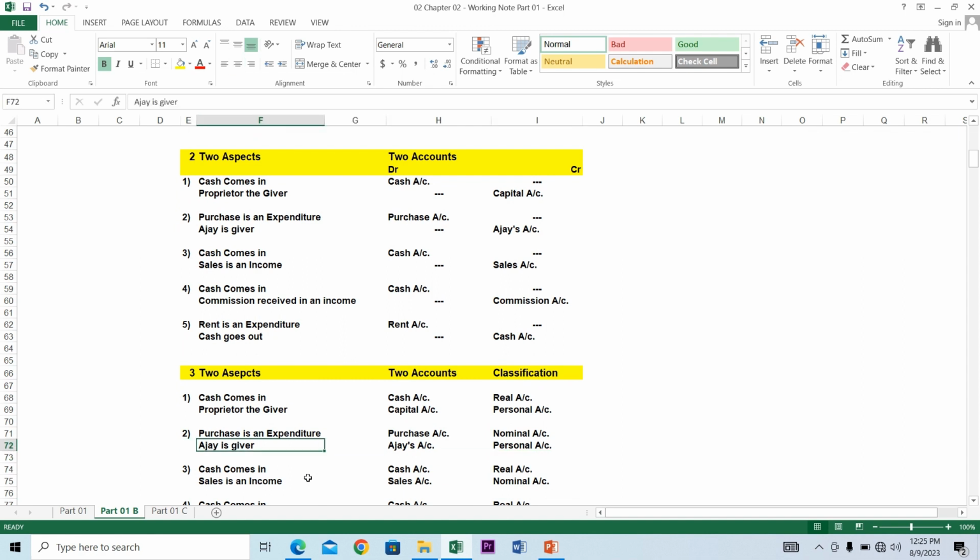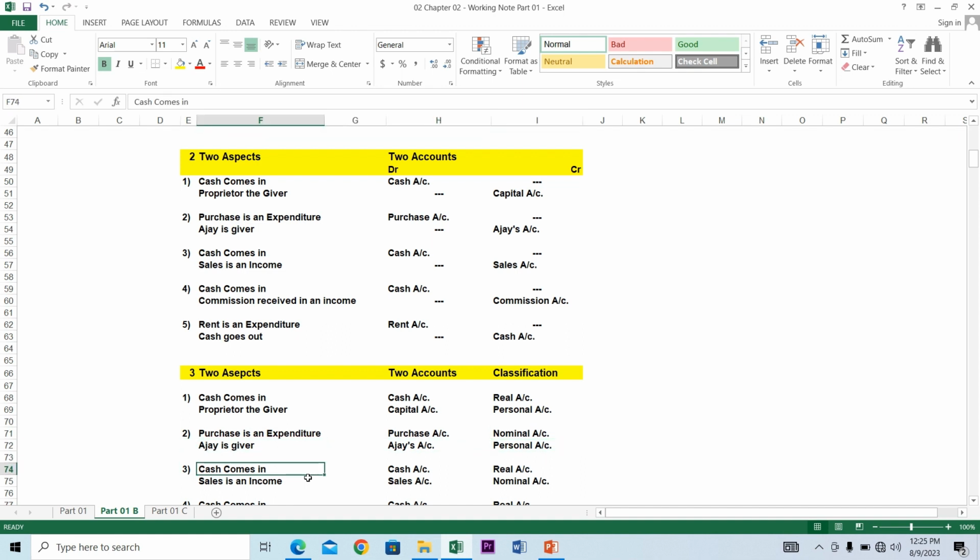Just mere understanding is required for this. You just make out whether it's a real account, a personal account, or a nominal account. Now the second point, purchase, two aspects: purchase is an expenditure and Ajay is the giver. Purchase account and Ajay's account. Purchase account is a nominal account and Ajay's account is a personal account.